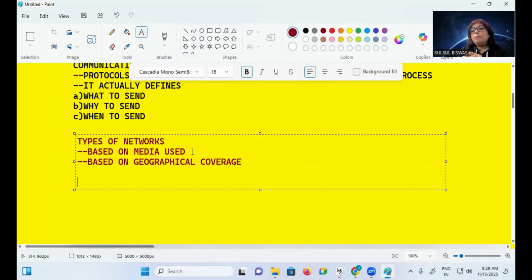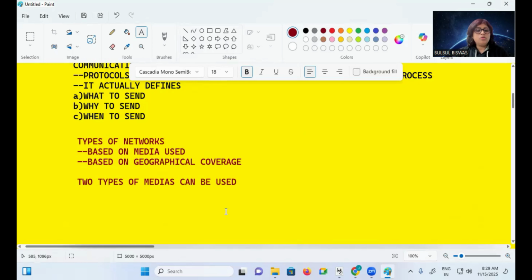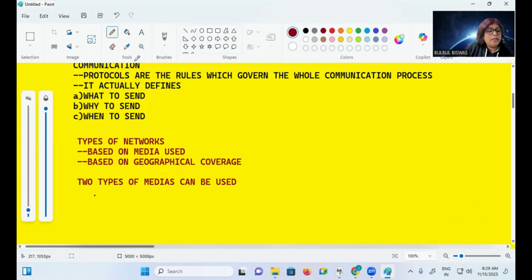If I go for based on media used, what types of media are we using? Two types of media can be used. One is wired media and another is wireless media. What do we mean by wired media and what do we mean by wireless media?